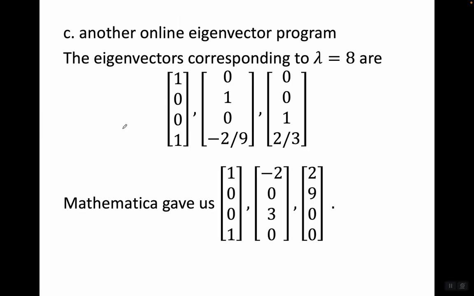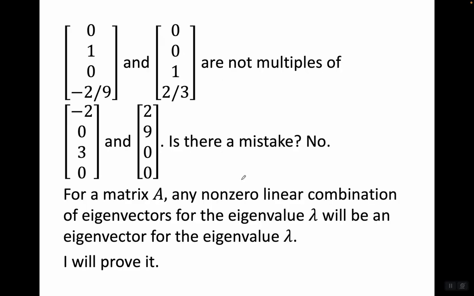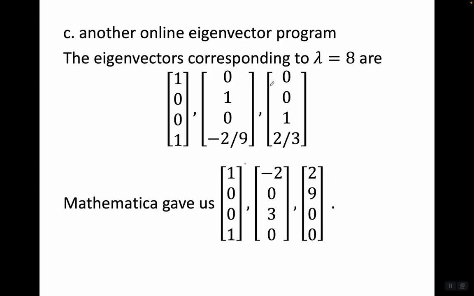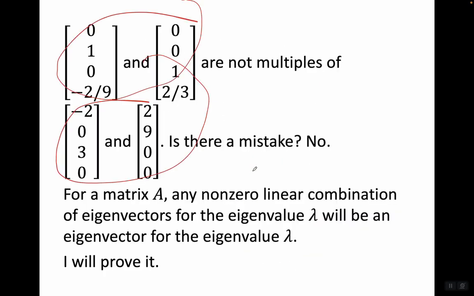Now, let's look at another online eigenvector program. The eigenvectors corresponding to lambda equals 8 are these: 1, 0, 0, 1; 0, 1, 0, negative 2 ninths; 0, 0, 1, 2 thirds. Mathematica gave us these. Whoa, notice what's happening. Unlike what we saw before, these are not multiples of these two vectors. Is there a mistake? No. For matrix A, any non-zero linear combination of eigenvectors for the eigenvalue lambda will be an eigenvector for the eigenvalue lambda. I'm going to prove it. And so that's going to explain how these can be eigenvectors even though they're not multiples of these.